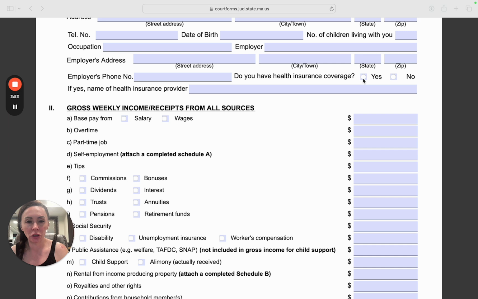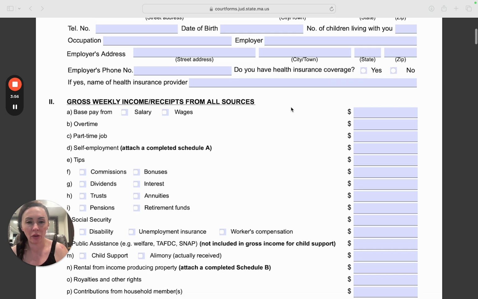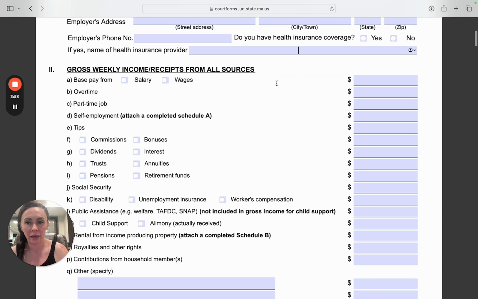Okay, do you have health insurance coverage? Yes or no? If you have health insurance, go ahead and write that on in that line.